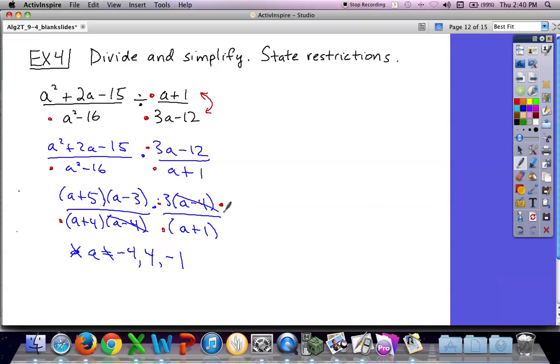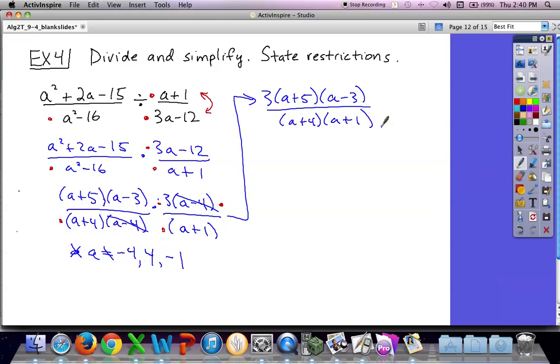A minus 4, and that was like the whole thing, right? That's it. We should have changed that problem. So 3 times a plus 5 times a minus 3 over a plus 4 times a plus 1. And the restrictions are here.